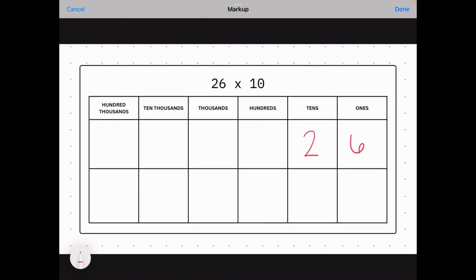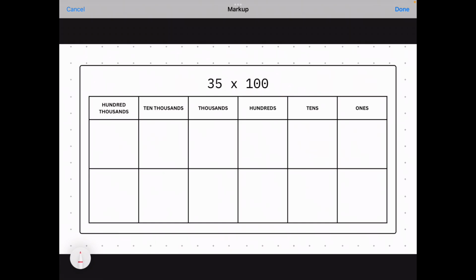And then we know the pattern rule of multiplying by 10 just shifts over our place values one place to the left. So my 2 now goes to the hundreds, and my 6 now goes to the tens, leaving my ones open to fill in a blank of 0. So we have 260 as our answer. I want you to notice that pattern. 26 times 10 got us 260.